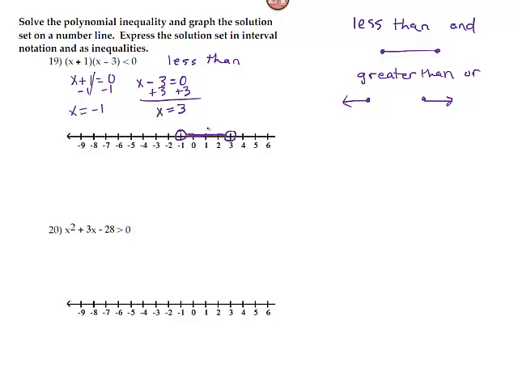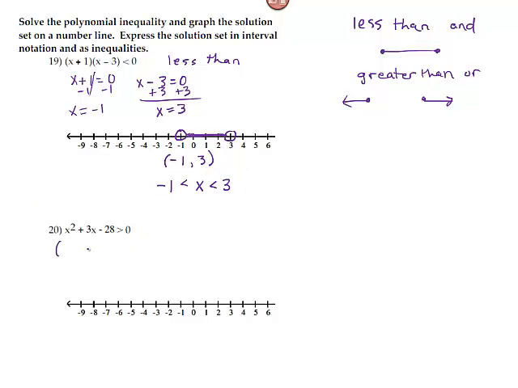And they ask us to express this as interval notation, which is where, since it's not equal to, we put parentheses, and we're saying it has to be between negative 1 and 3. With inequalities, we would say, well, x has to be between negative 1 and 3. So typically we write it like this.